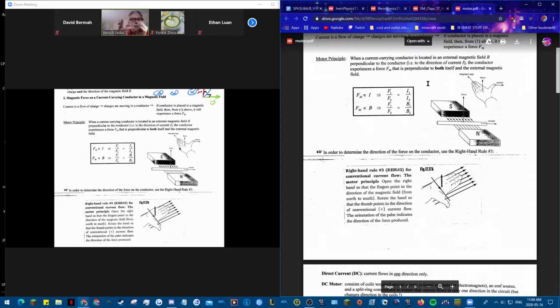The index stands for the direction of the magnetic field. This is B. And your thumb, just like right-hand rule number 1 and 2, refers to the direction of the current. FBI, agent.